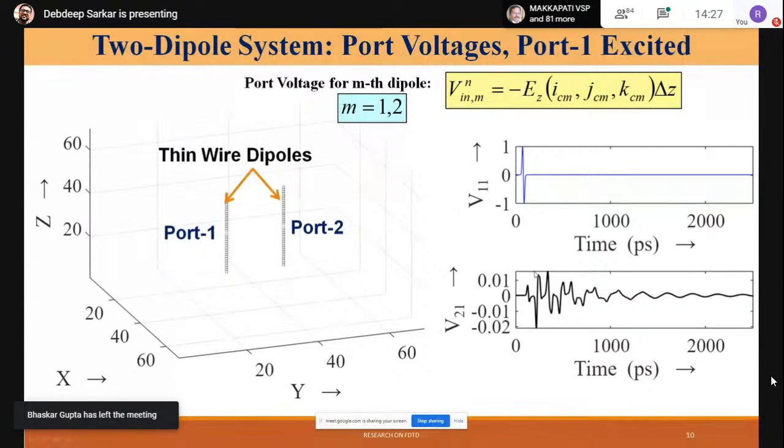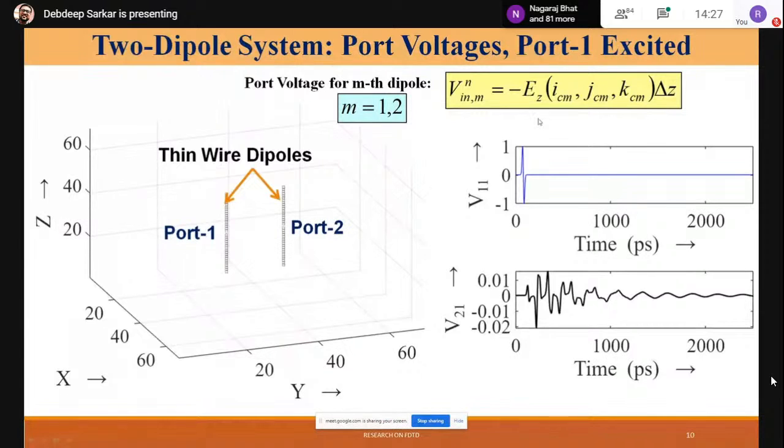And next, this is V11. So what does this suffix actually mean? The first one means this is voltage at port 1 when port 1 is excited. Then this is the voltage received, the voltage pulse at port 2 when port 1 is excited. I hope this notation that I chose over here is understandable to everyone.